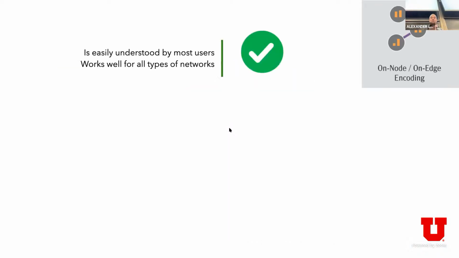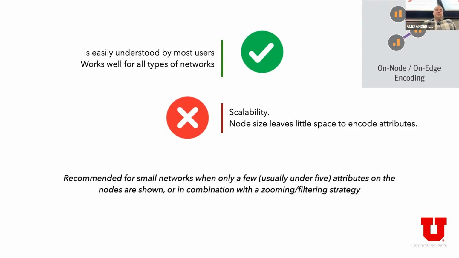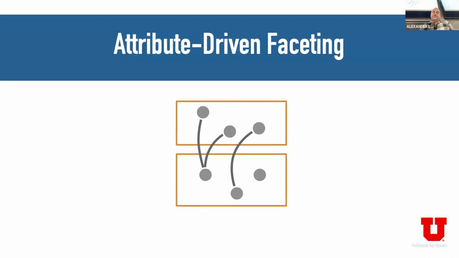So on-node and on-edge encoding, the benefit of it is that it's easily understood by most users, and it works well for all types of networks. But the drawback is scalability. The node size leaves little space to encode attributes, and it can get confusing if you have lots of attributes. So generally, we recommend these node-link layouts with embedded on-node or on-edge encodings for small networks when only a few attributes in the nodes are shown, or in combination with a zooming or filtering strategy.